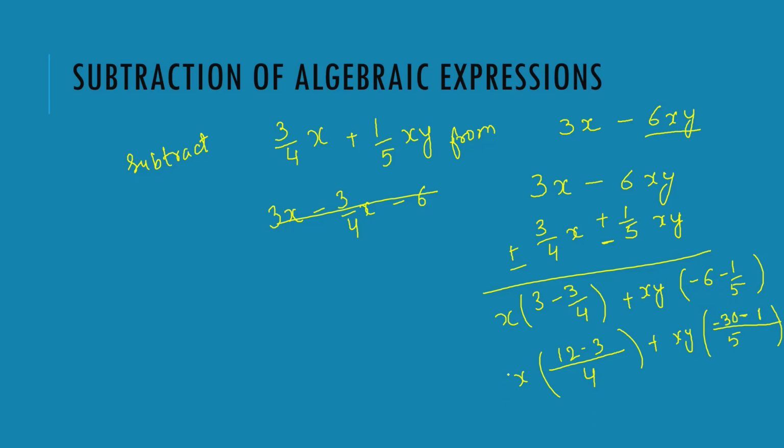So this will be 9 by 4x, and this will be plus, this is minus 31 by 5xy. Okay, understood. Got it? Got it. Minus 31 by 5xy. So all the calculation is the same. The numbers you are solving the way you used to do, and whatever x, y should be there, it will stay as it is. Okay. So let's move on.